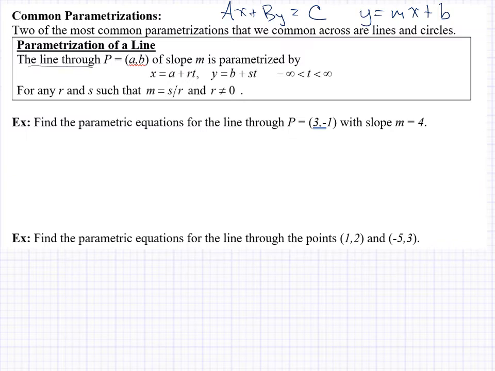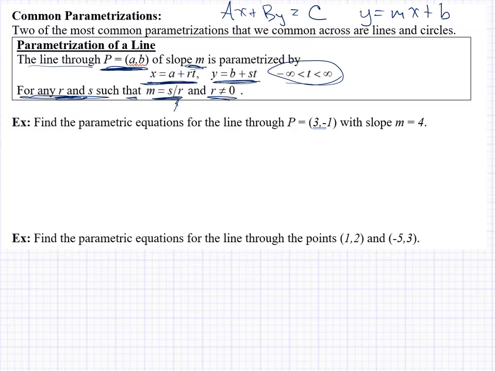So let's say we have a line that goes through some point P at (a, b) and has a slope of m. To parametrize that line, we could write the two separate equations, x equals a plus rt and y equals b plus st, where t can go anywhere from negative infinity to positive infinity. And r and s are found such that m is equal to s over r. R can't be 0, otherwise this denominator would be 0 and the slope would be undefined.